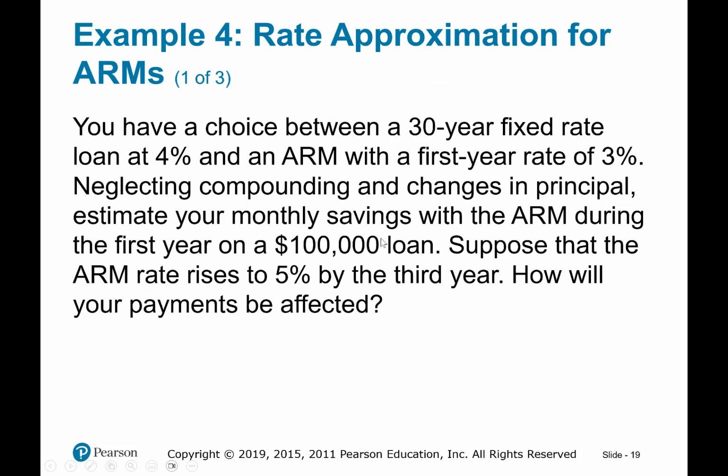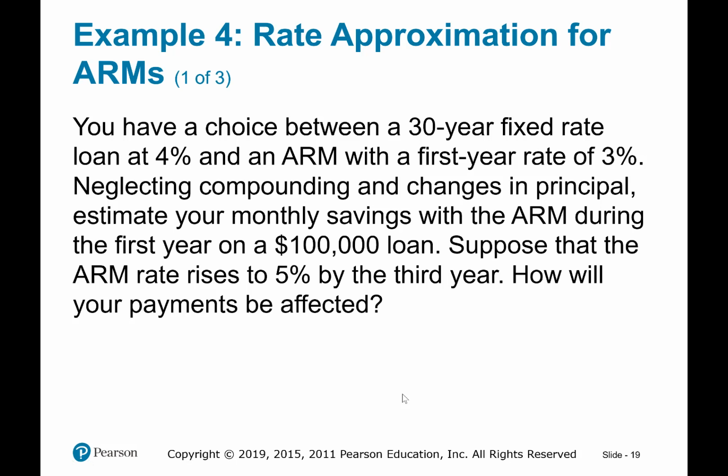All right, rate approximation for ARMs. Okay, so here's where we're going to talk about the adjustable rate mortgage. So we have an ARM, and we're going to do a choice between a 30-year fixed rate at 4% and an ARM with the first year at 3%, neglecting compounding and changes in principal. Estimate your monthly savings with the ARM during the first year on a $100,000 loan.